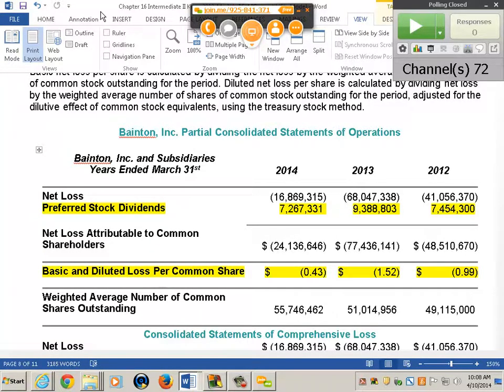Once again, you would not include potentially dilutive securities because that would obviously lower the loss, and that would make it anti-dilutive. That would increase the earnings per share. All right, so those are the disclosures. Once again, two takeaways from the disclosures.